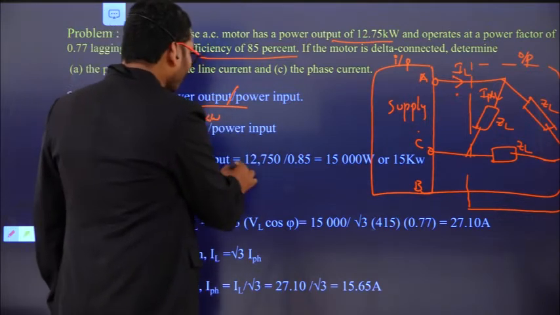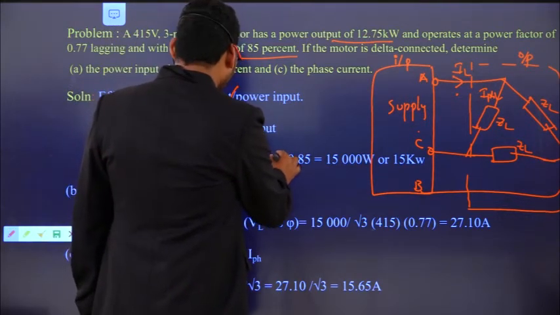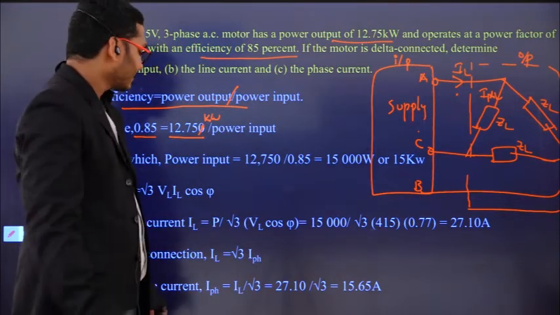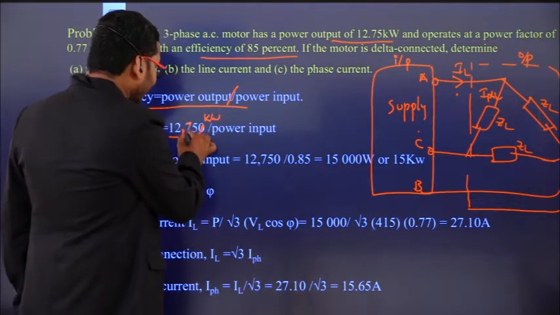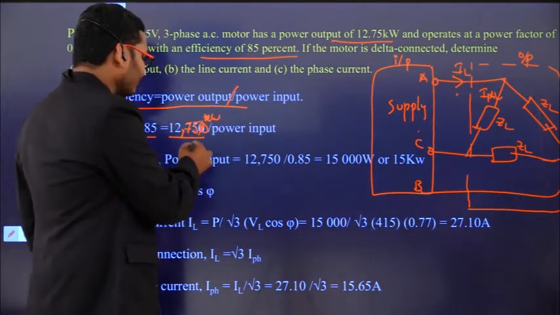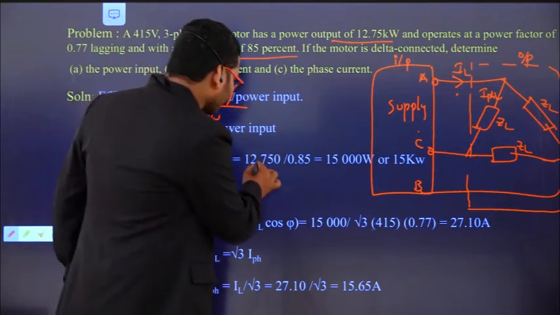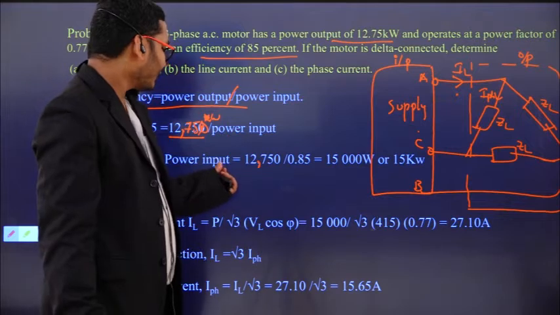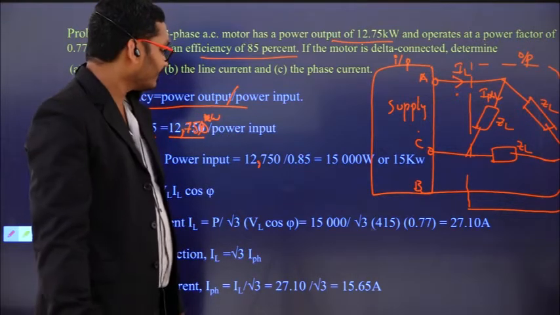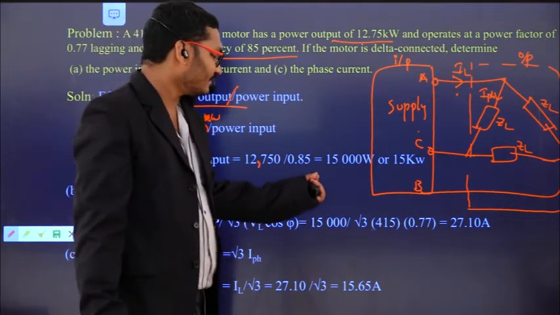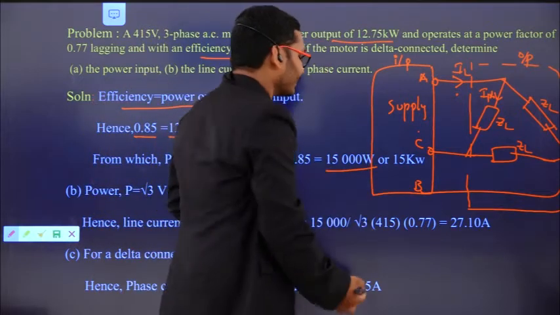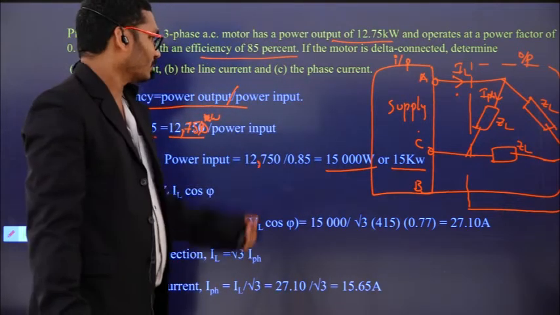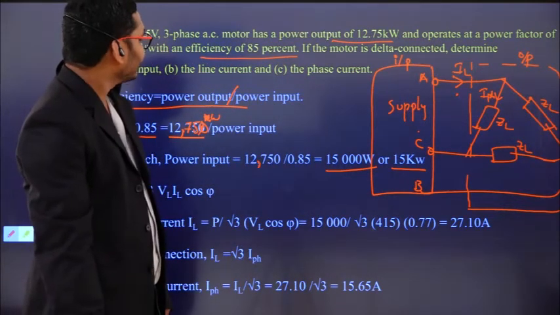So the power input equals 12.75 kilowatts, converted into watts, which is 12,750 watts. Just substitute 12,750 watts by the efficiency 0.85. The power input equals 12,750 by 0.85. After simplification you will get 15,000 watts, which is also 15 kilowatts. This is the power input. Now we have to find the line current and phase currents.